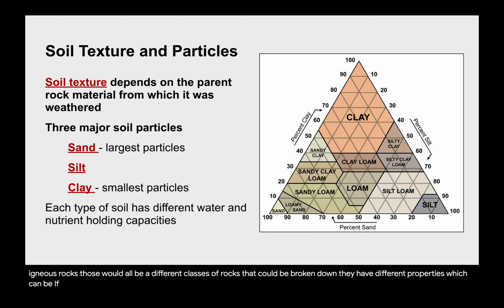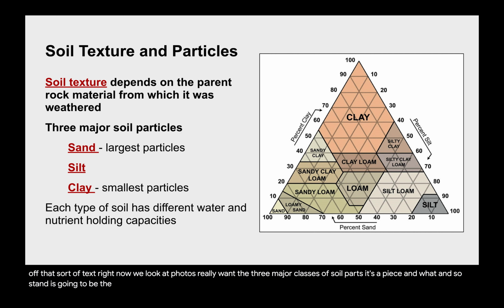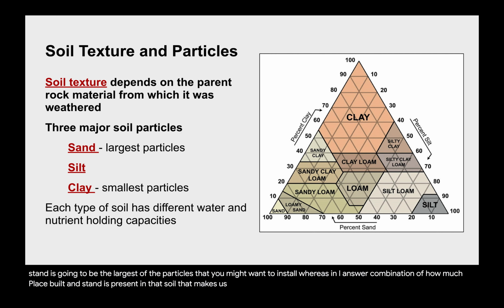If we look at soil texture a little bit more in depth, we're going to start to look at the soil particles which make up that soil texture. Now, when we look at soil particles, we're really looking at three major classes: sand, silt, and clay. Sand is going to be the largest of the particles you might find in soil, whereas clay is going to be the smallest. There are many other mixtures of soils besides purely sand or purely clay, and it's a combination of how much clay, silt, and sand is present that makes up all these different soil types.